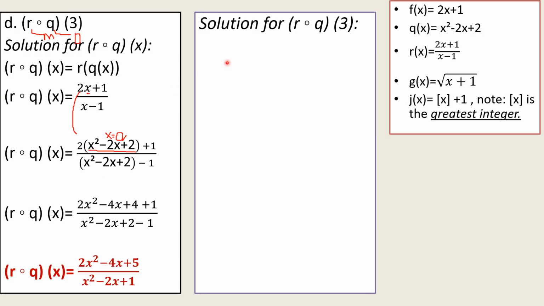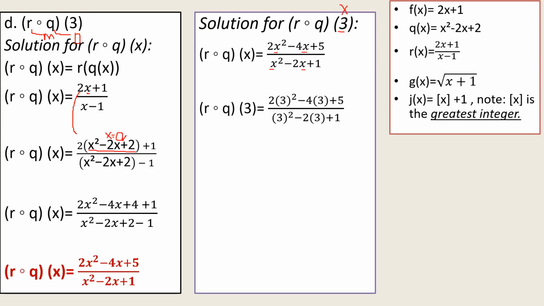So, solution for composition of R and Q of 3, which is equal to what? Of course, we write the composition expression that we got. So, R of Q of X is equal to 2x squared minus 4x plus 5 over x squared minus 2x plus 1. I just copied it. Then, of course, since our x here is 3, all the x here will be replaced by 3.